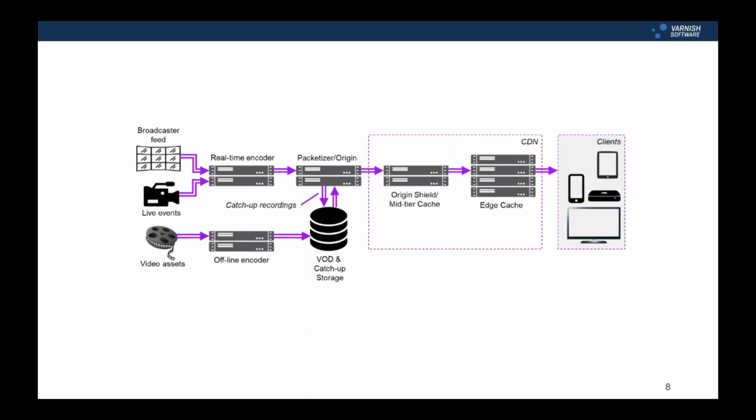On the left, we have the chunk where the content is generated. And if it is video on demand, then of course the video is recorded in a studio, is encoded offline, and is stored in an origin server, or what we also define as backend.